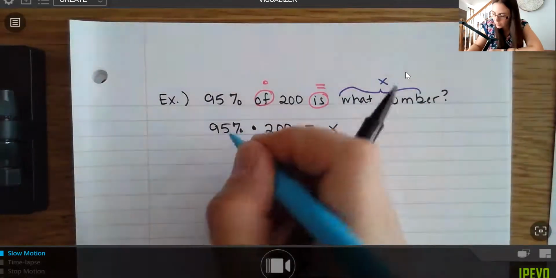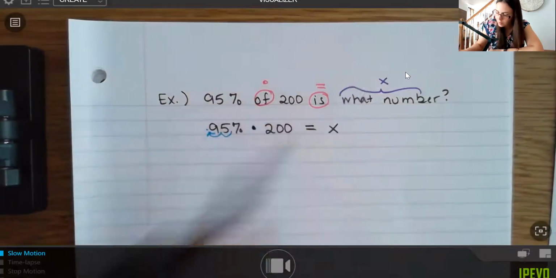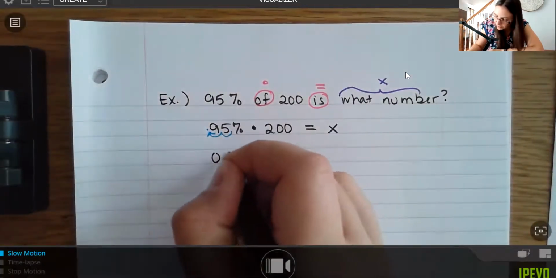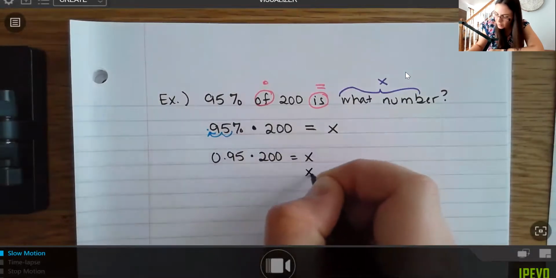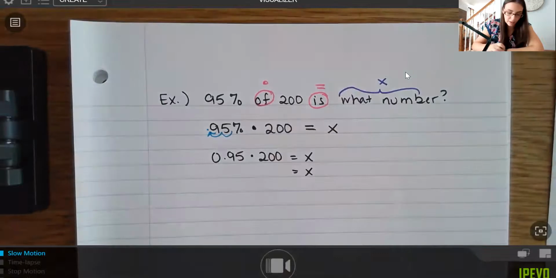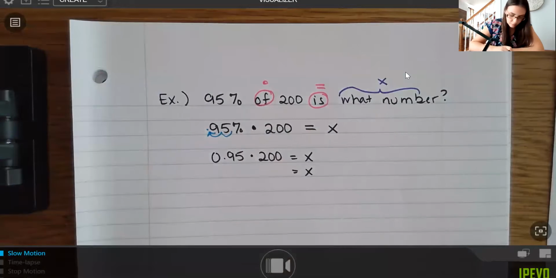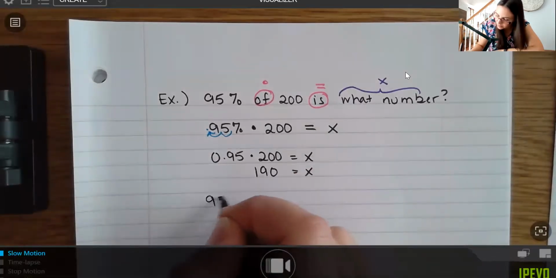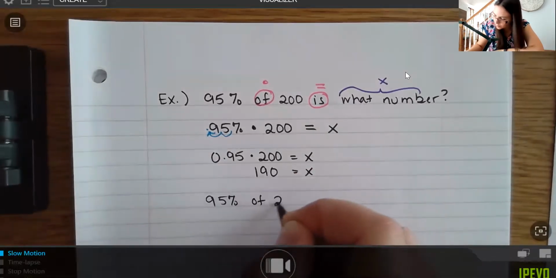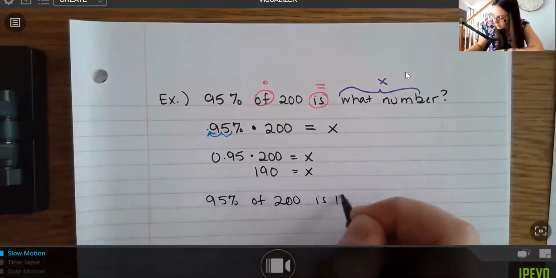And I'm going to change this over to my decimal. So I'm going to use 95 hundredths here times 200. And again, this is another easy one to solve because I can just use my calculator. I don't really have major steps to do. And I have 190. So 95% of 200 is 190.